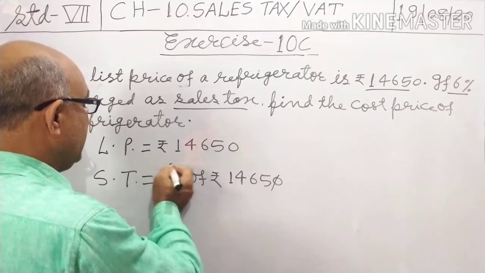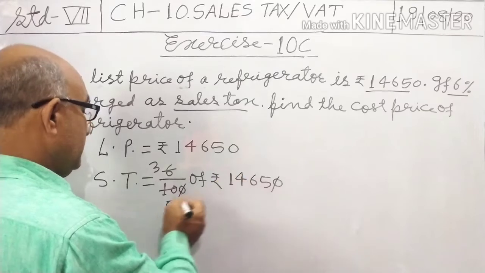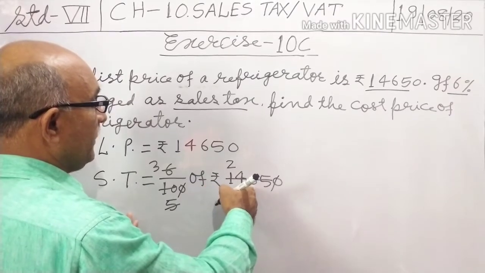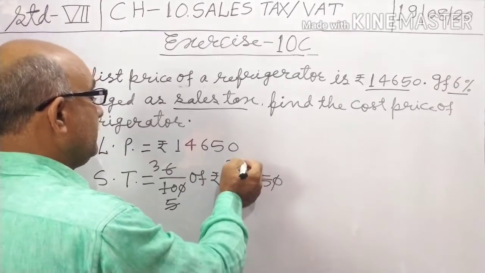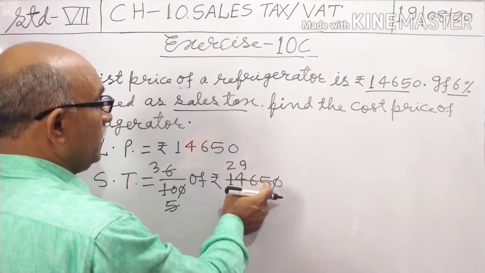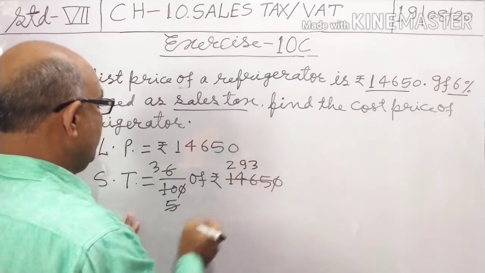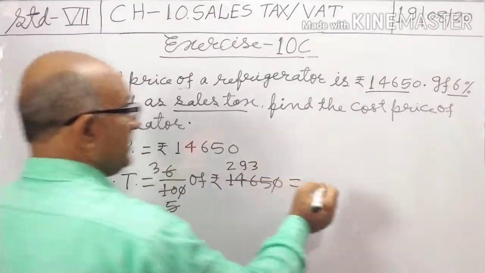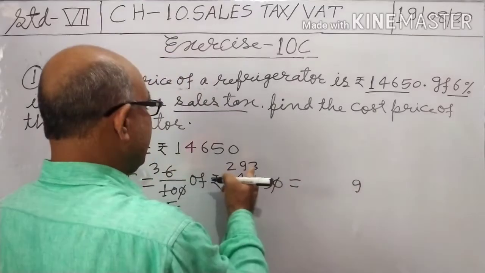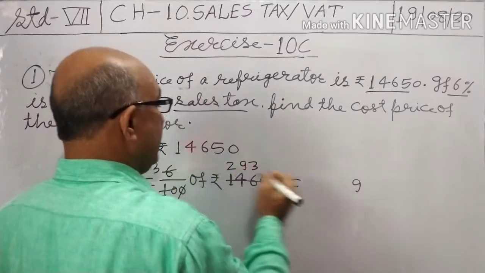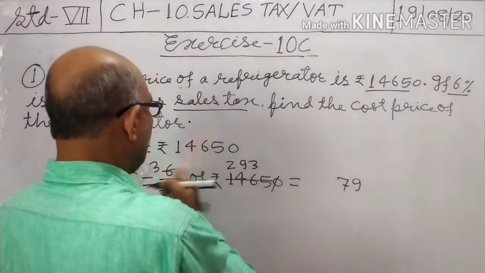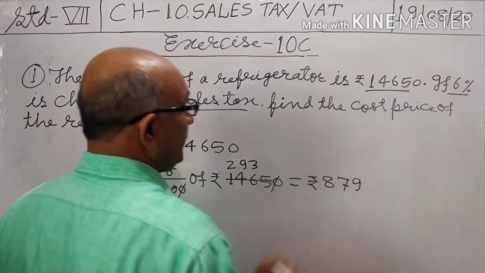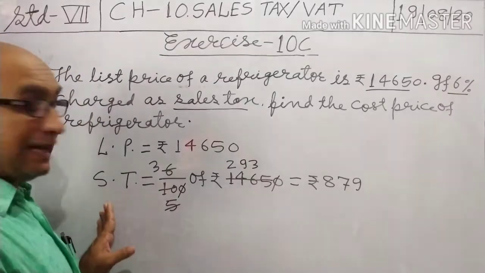Now 5 times 5 is 25... 5 times 293 is 1,465, so 293 multiplied by 3. 3 times 3 is 9, 9 times 3 is 27, write 7 carry 2. 2 times 3 is 6 plus 2 is 8. Rupees 879 is the sales tax.